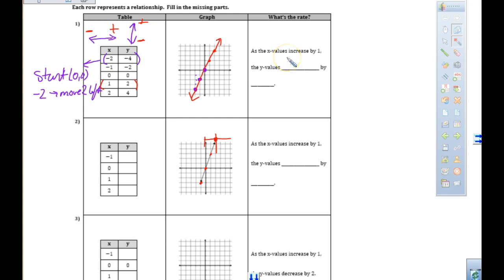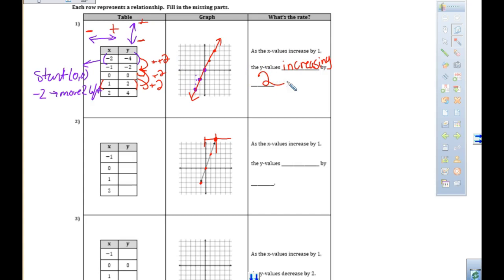As the x values increase by 1, the y values, so what's happening? As these get bigger, they are increasing. Please tell your shoulder partner how much they're increasing by. Okay? The y increases by how much each time? What you're really thinking about is, what are you adding? What are you adding from 1 to get to the next one? Each time it should be 2, so we put over here a 2.